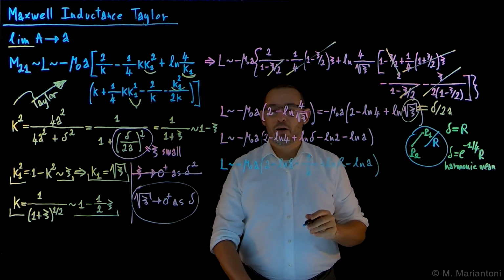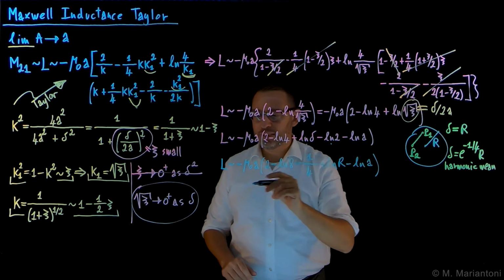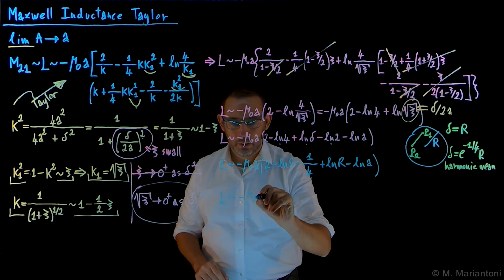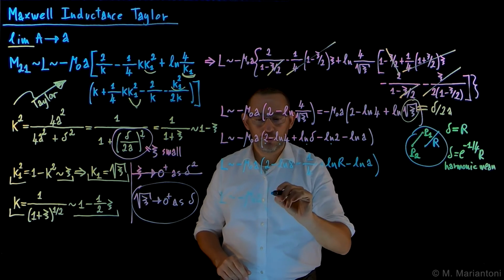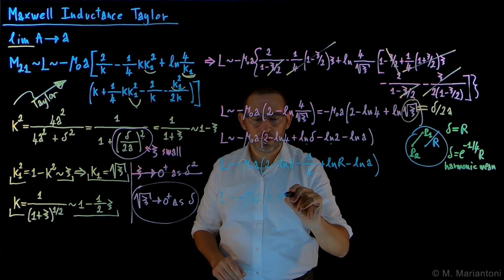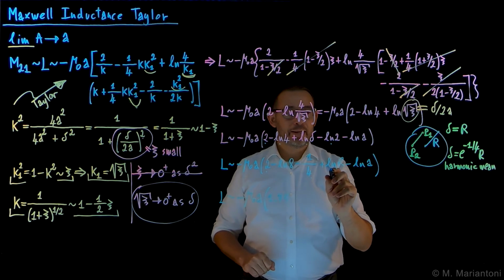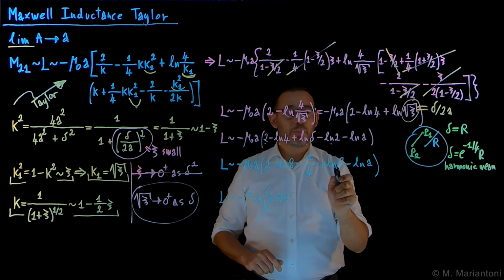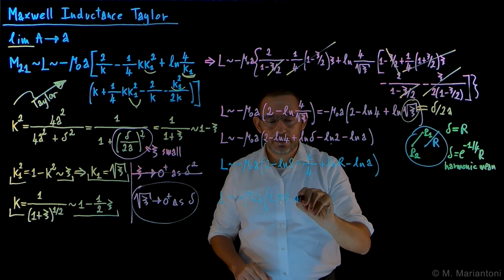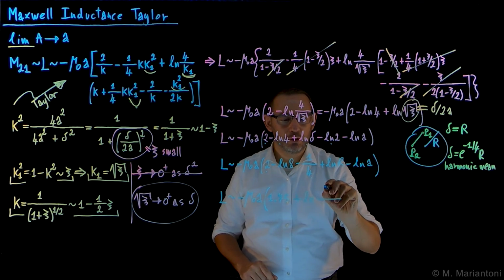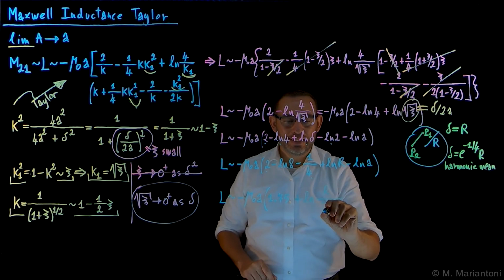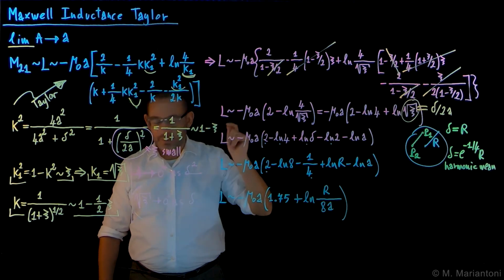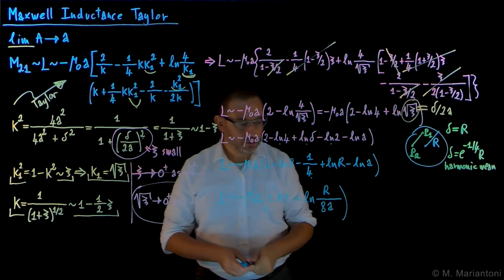Okay, so now we have 2 minus 1/4, which is 1.75. So L is approximately given by minus mu naught A, quantity 2 minus 1/4, which is 1.75. 1/4 is 0.25. And then we have minus the natural logarithm of 8 over RA. So this has to be nothing but R divided by 8A. So it's plus the natural logarithm of R in the numerator, positive, divided by 8 times small a. And guess what? This is the final result: mu naught A, 1.75 plus the natural logarithm of 8 over RA.